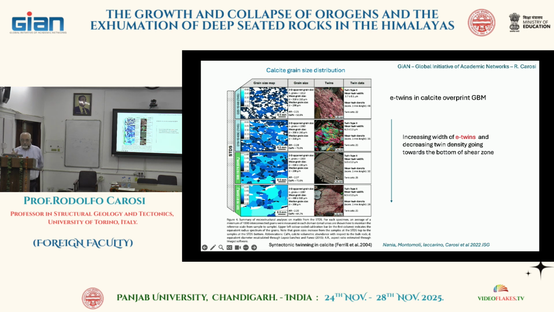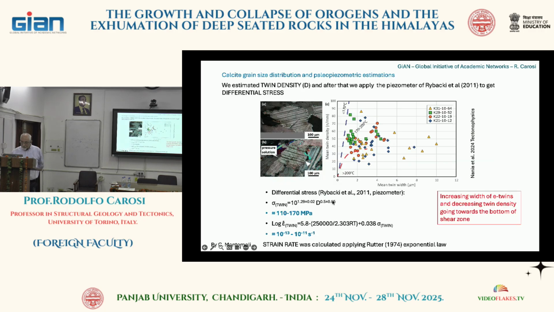Increasing in the width of the twins and the density decreasing towards the bottom of the shear zone. This is the bottom of the shear zone. So the grain size increases, the width of the twins increases, and the density becomes lower. You can see here a higher density of twins, here less density of twins.